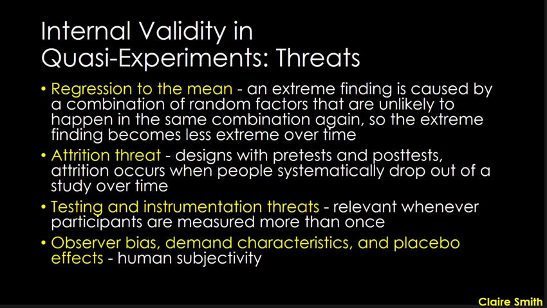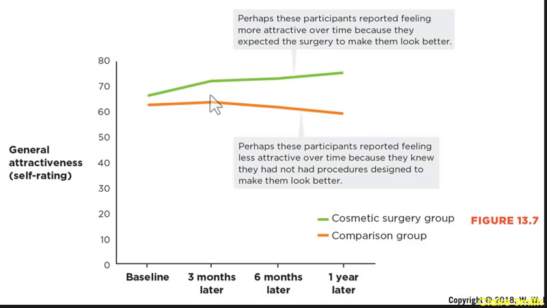And then finally, observer bias, demand characteristics, and placebo effects, all things that kind of have to do with human subjectivity. So knowing that, you're taking some sort of pill, reporting something because you think that it's doing whatever it may be doing. Demand characteristics, when you think, for example, let's go to the next slide. In the cosmetic surgery group, maybe they're individuals who got surgery, reported feeling more attractive because they expected the surgery to make them look better. They thought that that's what was gonna happen.